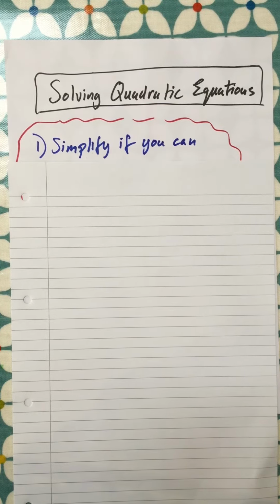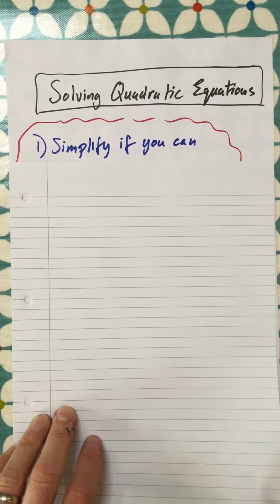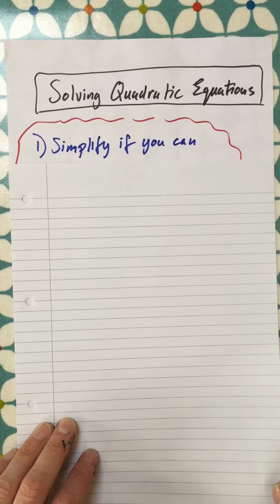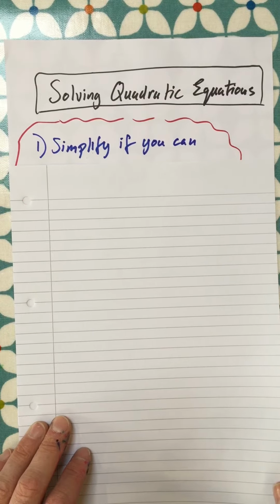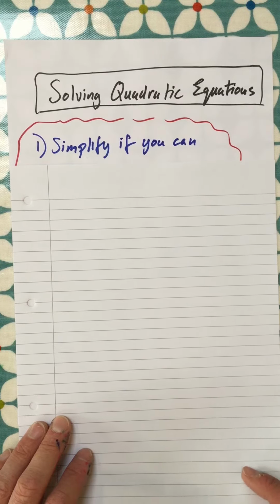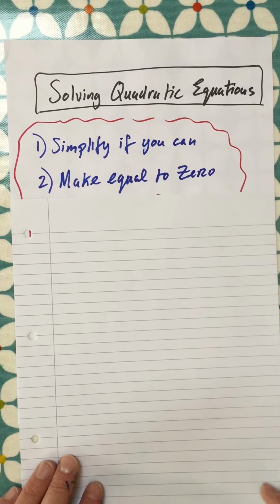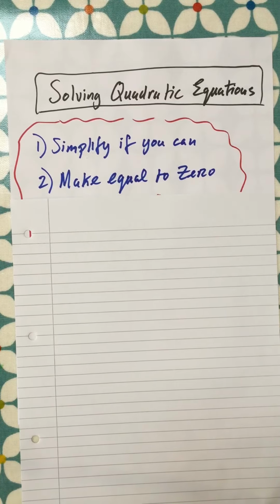And if there's any number that you can divide into everything, you can also do that. So you simplify the equation if you can. Now normally at Junior Cert, most quadratic equations they give you will already be simplified. Most of them.